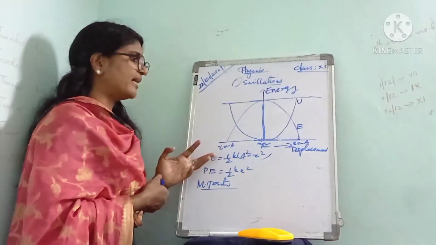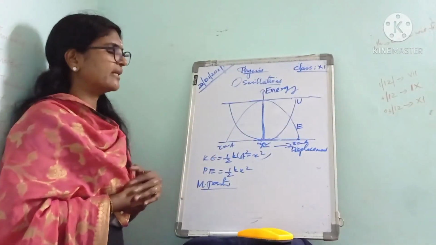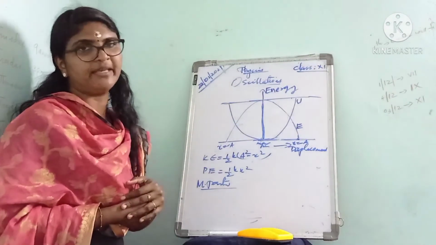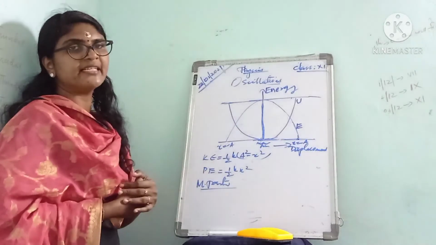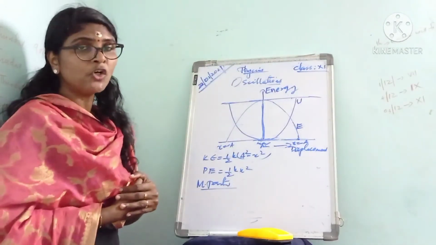Next we can represent the energy of a particle that executes simple harmonic motion graphically. How can we represent graphically the variation of kinetic energy and potential energy, and then the total energy?